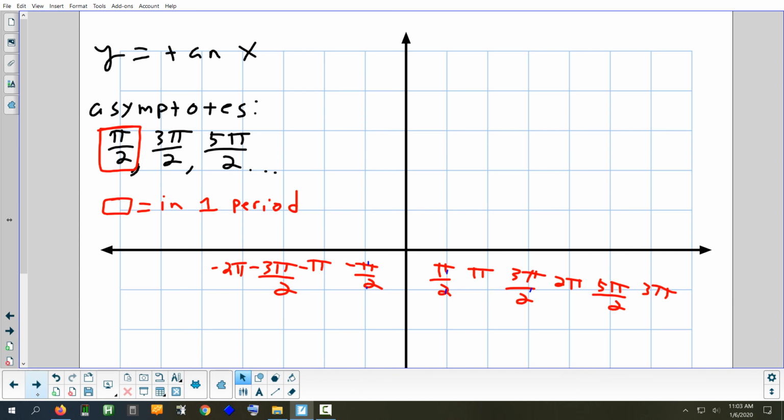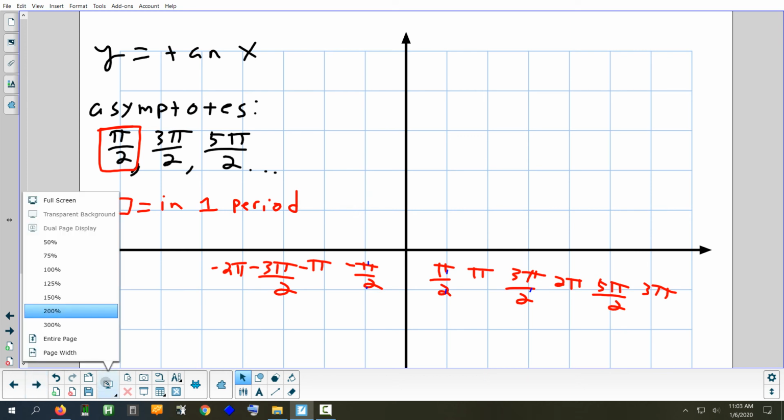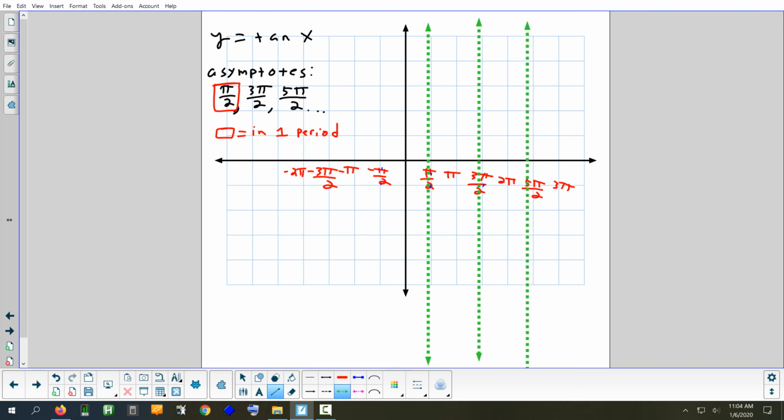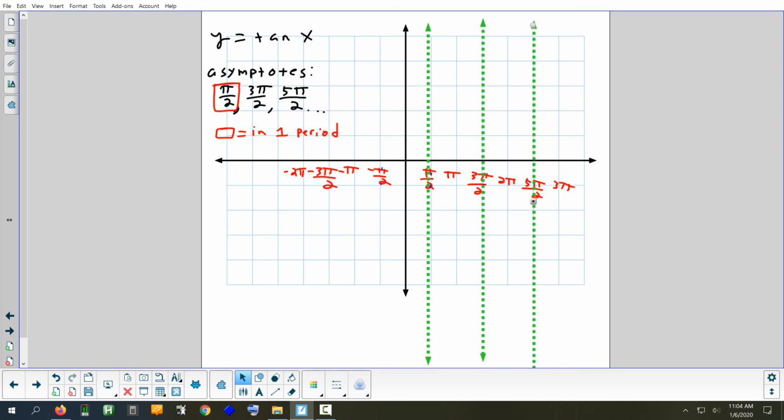Okay, so let's graph tangent and see if we can figure out what it looks like. I just copied the asymptotes over from the other page. Those were the odd multiples of pi over 2. So we've got an asymptote there, one there, one there. We're going to have a bunch of them. All right, so there are my vertical asymptotes.